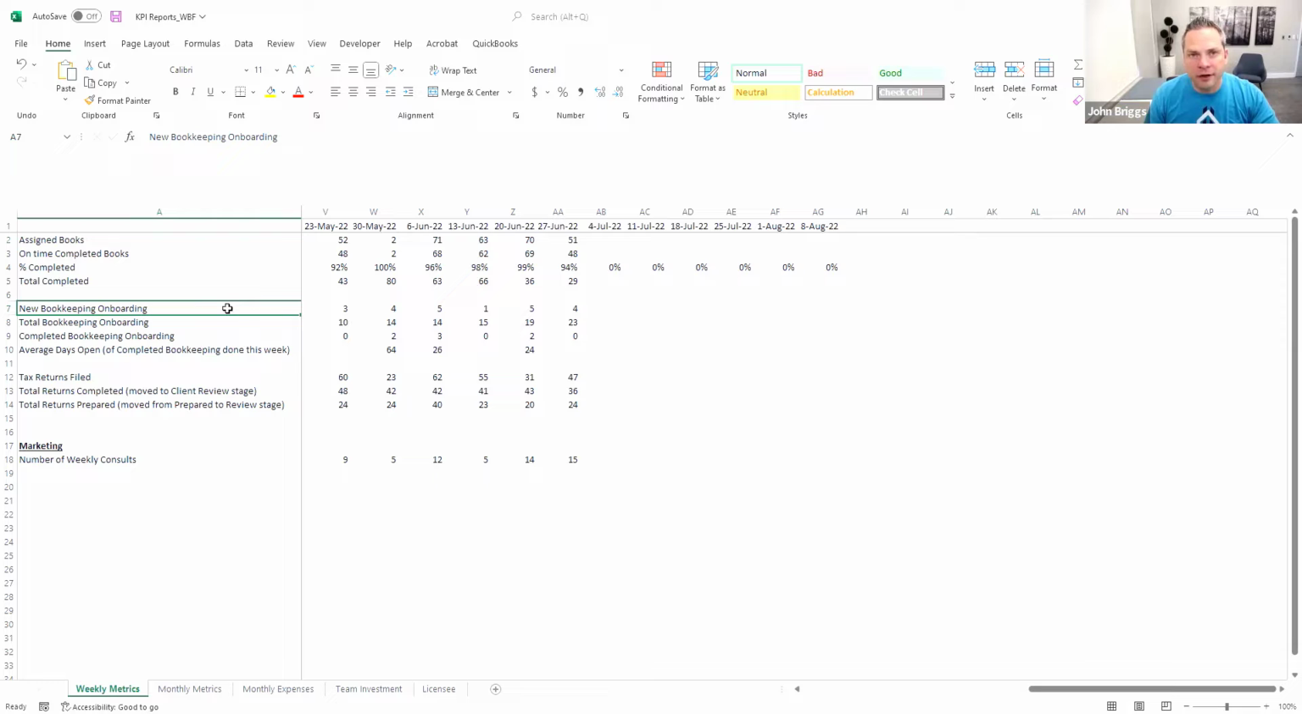When a new client signs up, something that moves a business forward is how quickly that bookkeeper gets the new client added into the system and ready to go. Filing tax returns, and there are different stages: data prepped, reviewed, sent to client. And then from a marketing standpoint, how many consults are going on? For your business, you need to pick activities that drive your business forward. Whatever those activities may be, they need to be key to what you're trying to accomplish.